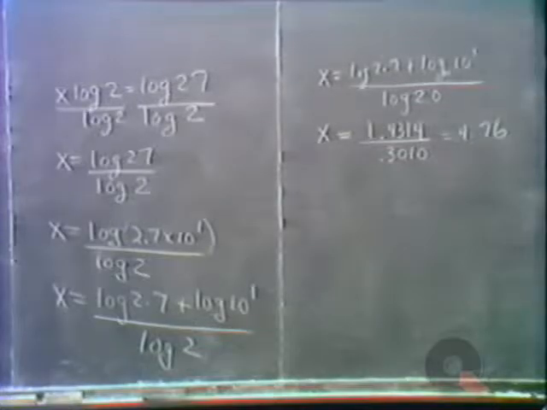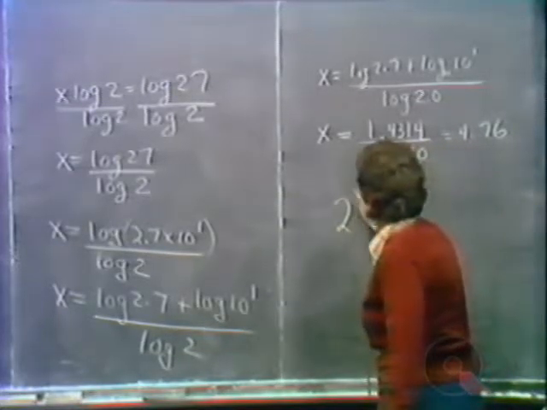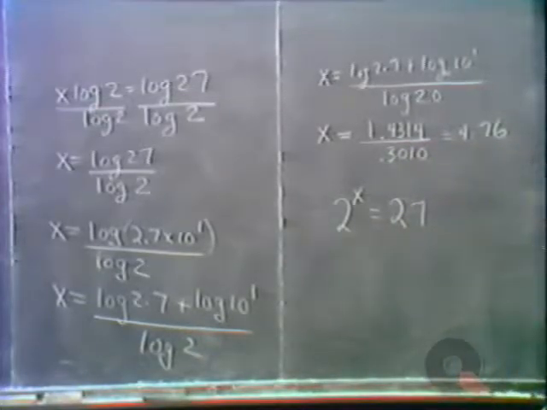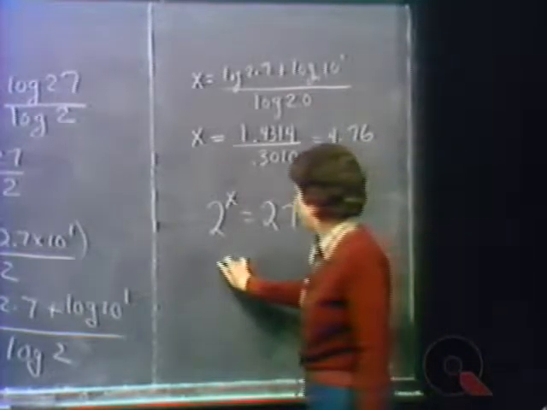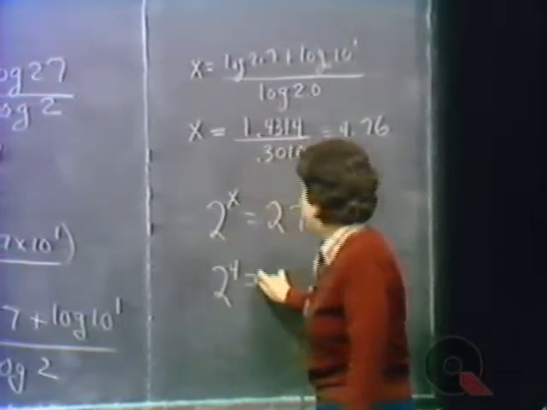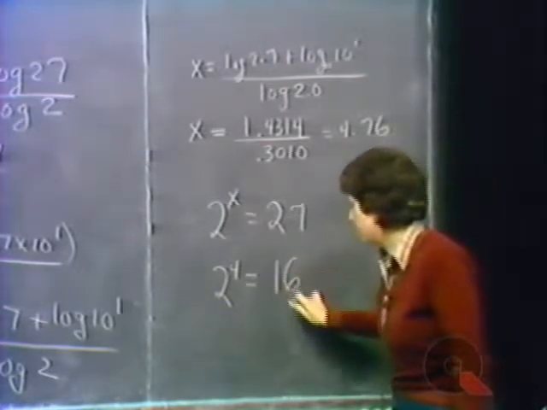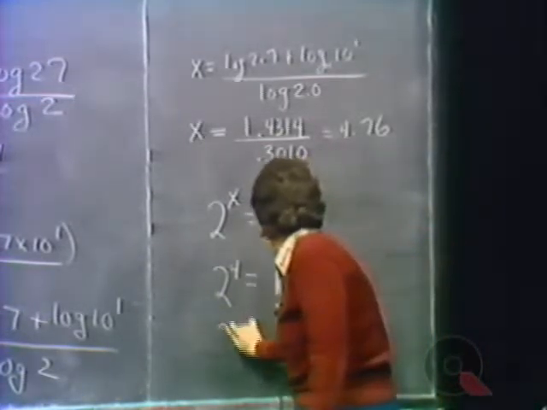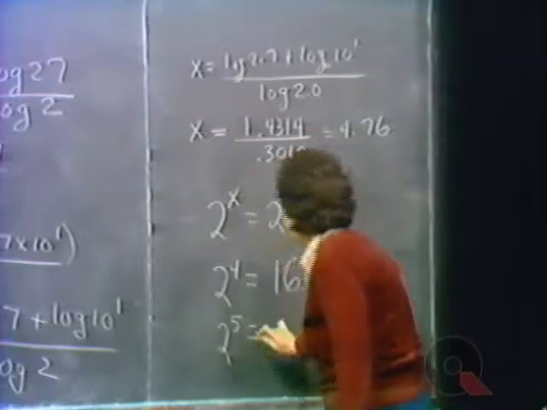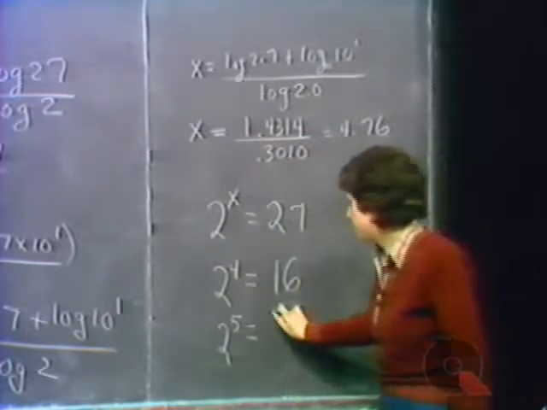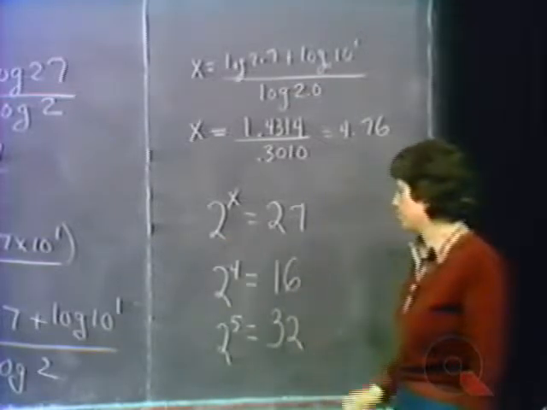Let's see if this answer makes any sense. Remember, the question was 2 to the x is 27. We get an answer of about 4.76. It makes some sense because, after all, 2 to the 4th power, 2 times 2 times 2 times 2, is 16. 2 to the 5th power, 2 times 2 times 2 times 2 times 2, is 32. It's 2 times 2 to the 4th power.